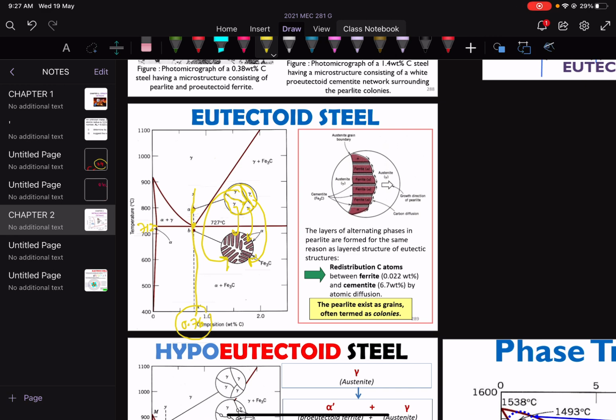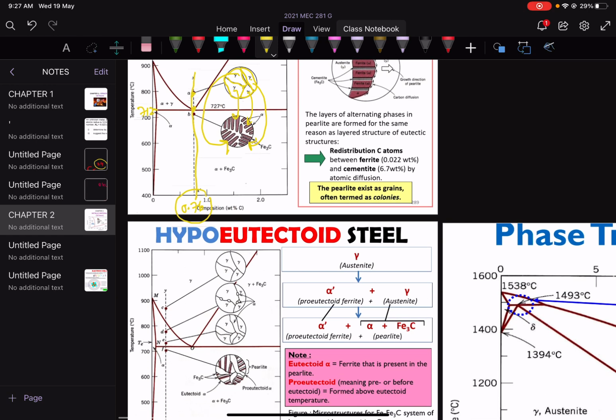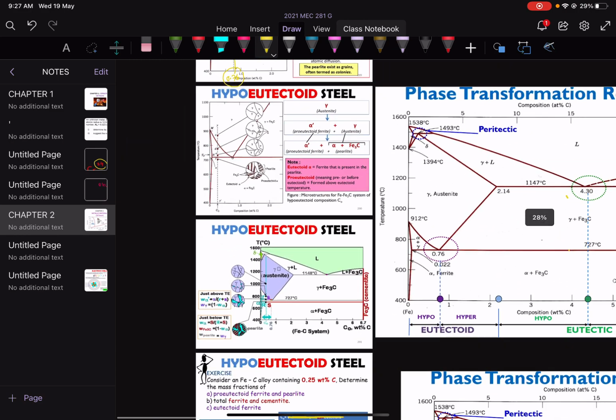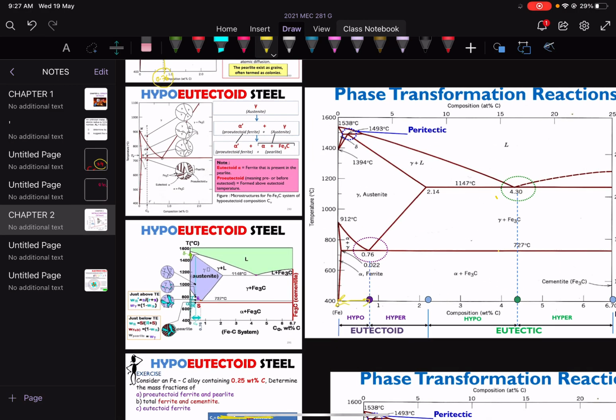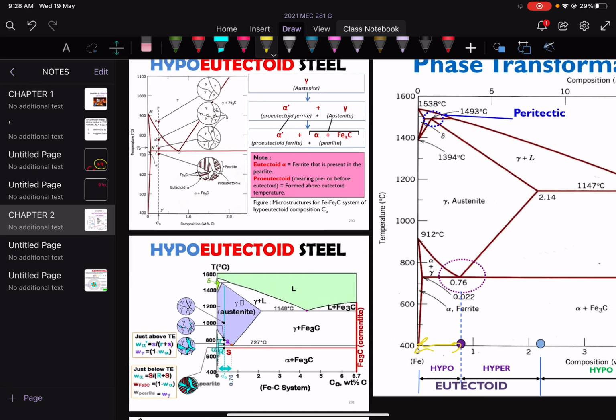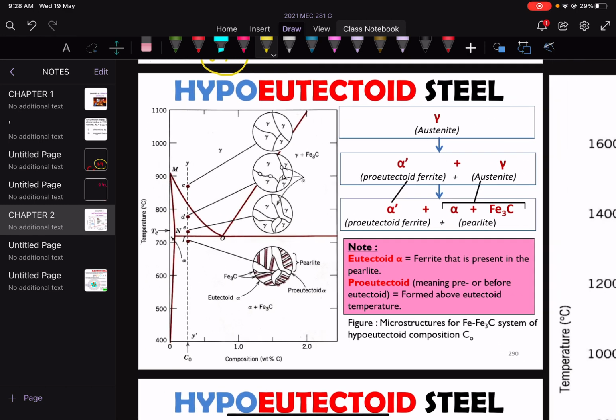Okay, so the gamma will be transformed into alternating layers of alpha plus cementite. At the hypoeutectoid steel, remember hypo here. Let's look here. At the hypo, this is your eutectoid point, remember, at 0.76 weight % of carbon. So to the left of the eutectoid point will be hypo. This one is hypo.